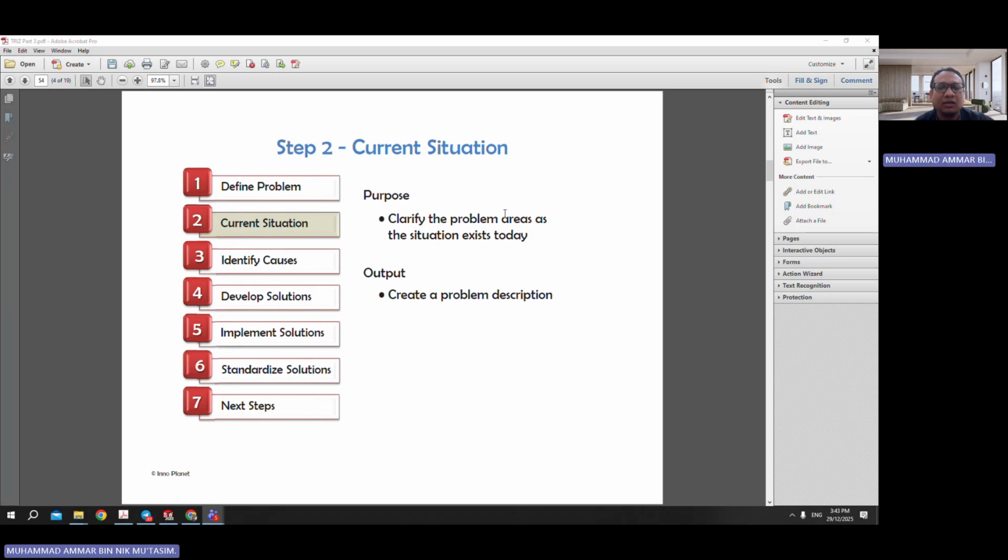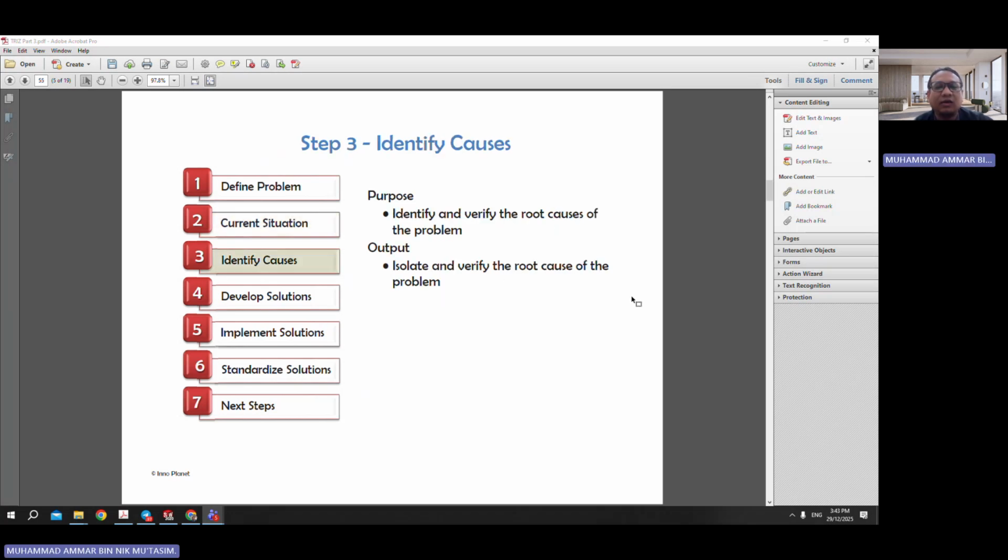And the third is identifying the causes. What is the purpose of identifying the causes? The main point is to identify and verify the root cause of the problem. That is the main point.